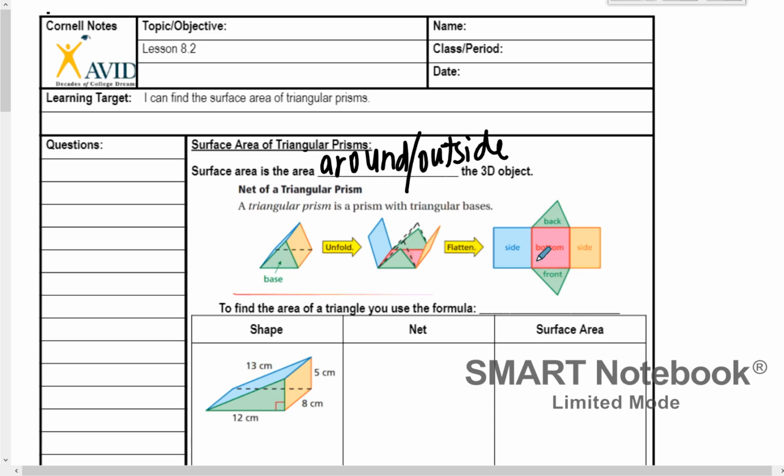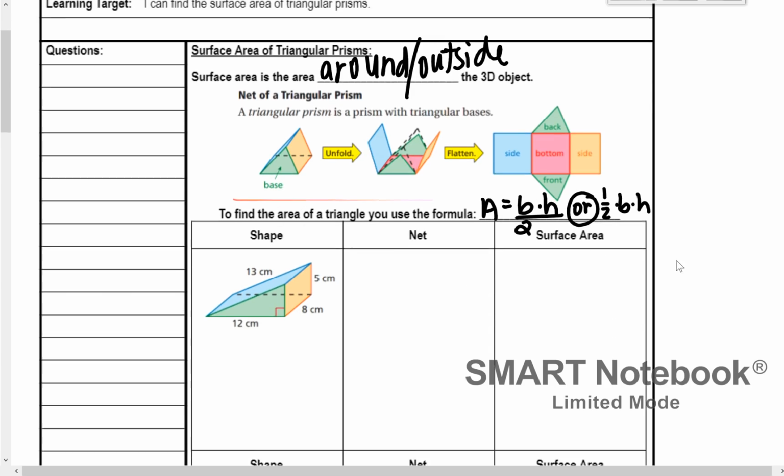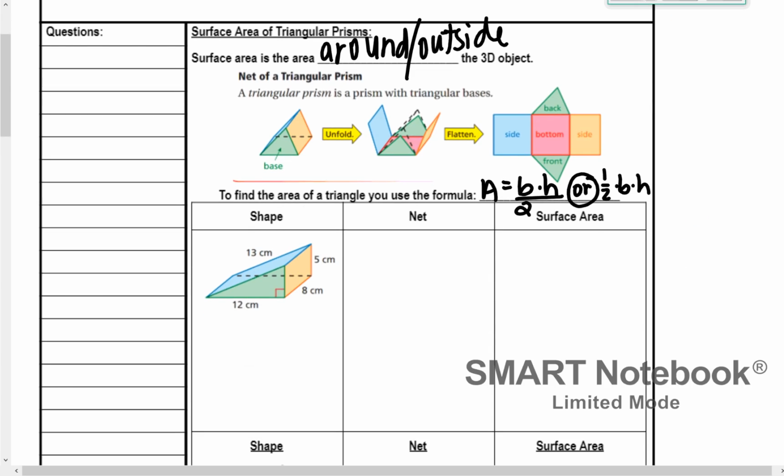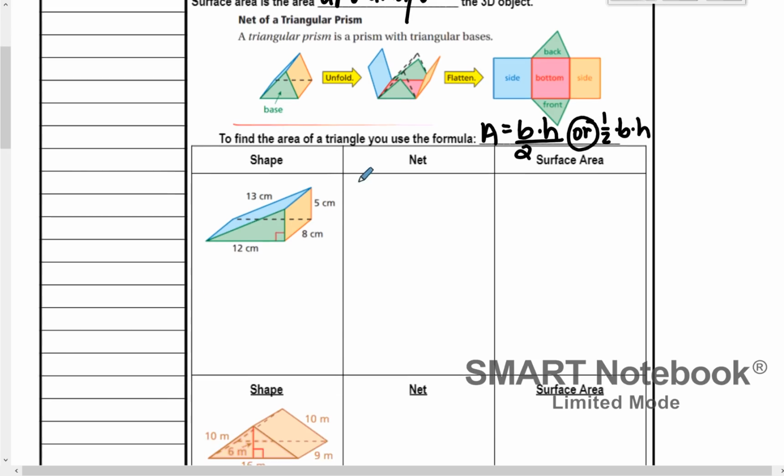To find the area of this triangle, though, we need to remember the formula that we can use to find the area of a triangle, because it is different than the formula we use for a rectangle. So the formula for the area of a triangle is area equals base times height divided by 2, or 1/2 times base times height. It is completely up to you which of those formulas you want to use. It does not matter. It's just your personal preference. All right, so let's solve some problems.